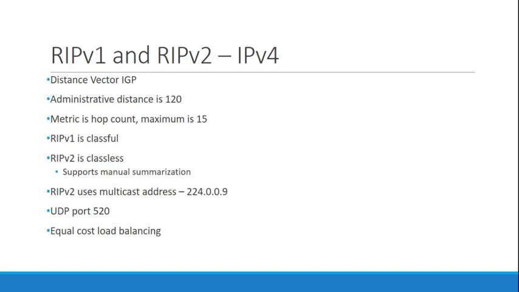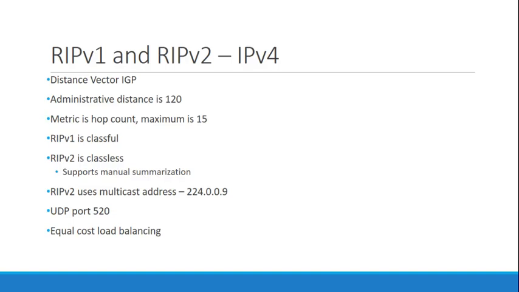RIP version 2 uses multicast. So RIP version 1 broadcasts routing updates or routing information, whereas RIP version 2 multicasts it to those that are interested or participating in RIP. Its multicast address is 224.0.0.9. Transport protocol RIP uses is UDP, and it uses port 520.